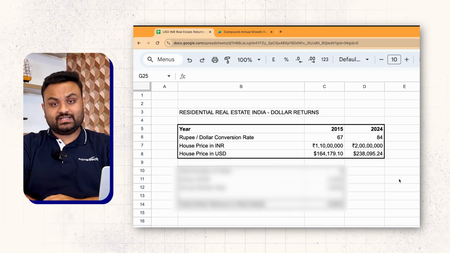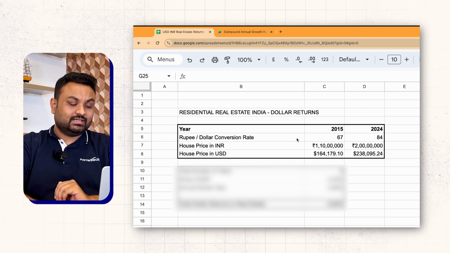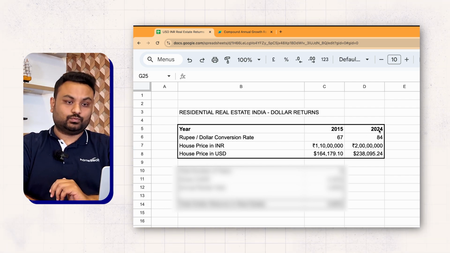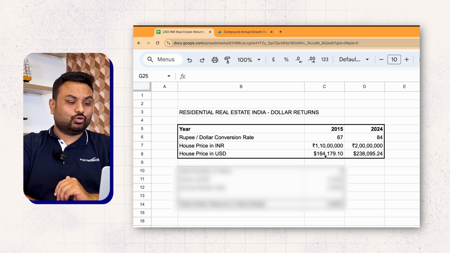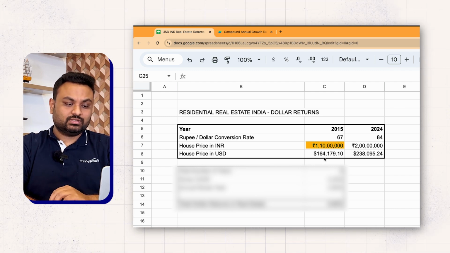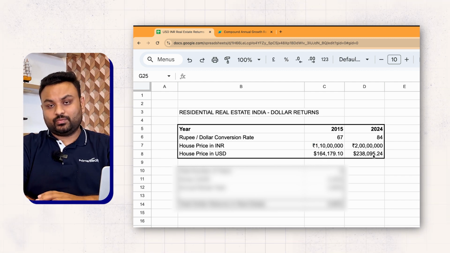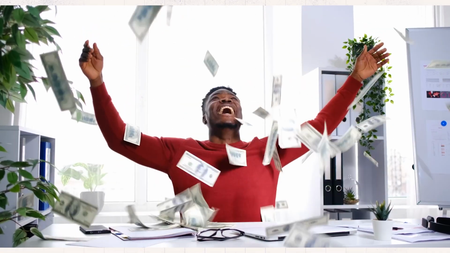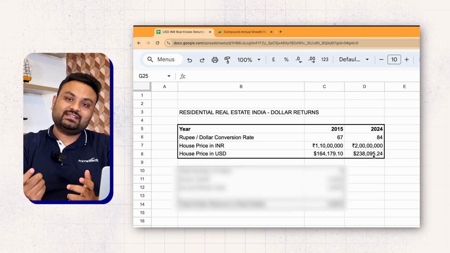Now, in this specific example, as you can see, the property was bought in 2015 and sold in 2024. When this property was bought, it cost somewhere around 1.1 crores, and now while selling, it is getting sold for 2 crores. So my client thought, wow, I have made almost 1 crore of gains on my real estate investment. But what is the exact number?